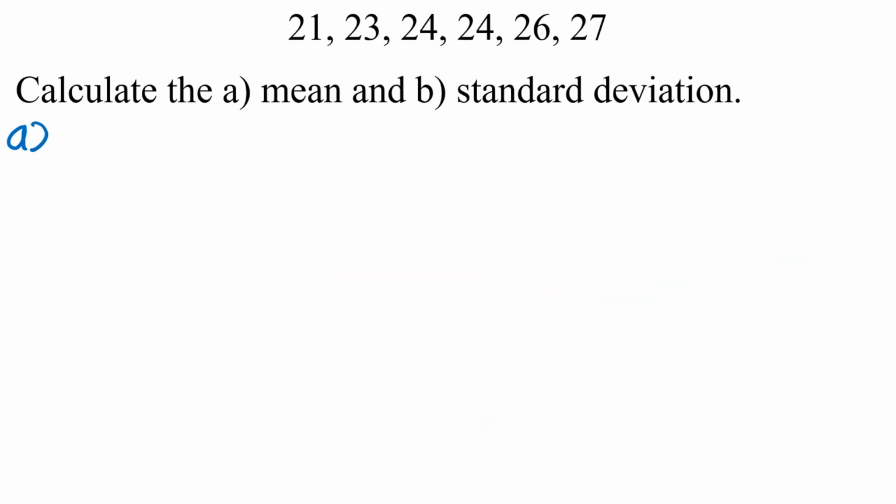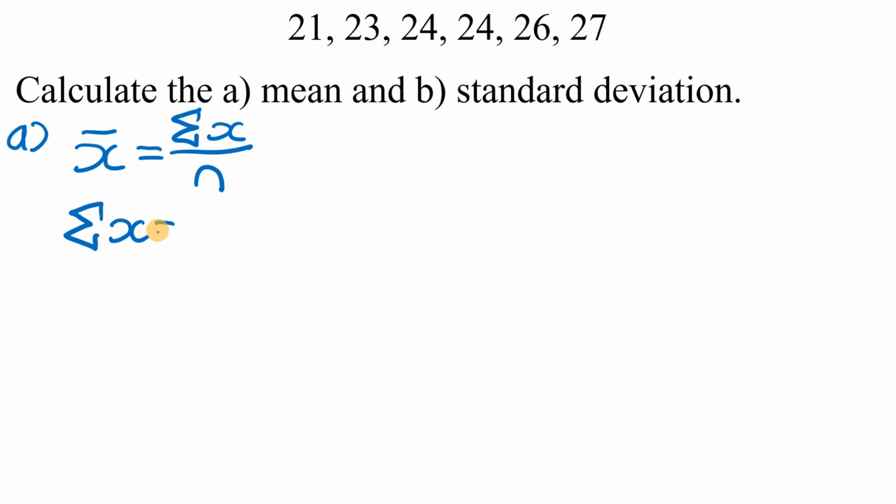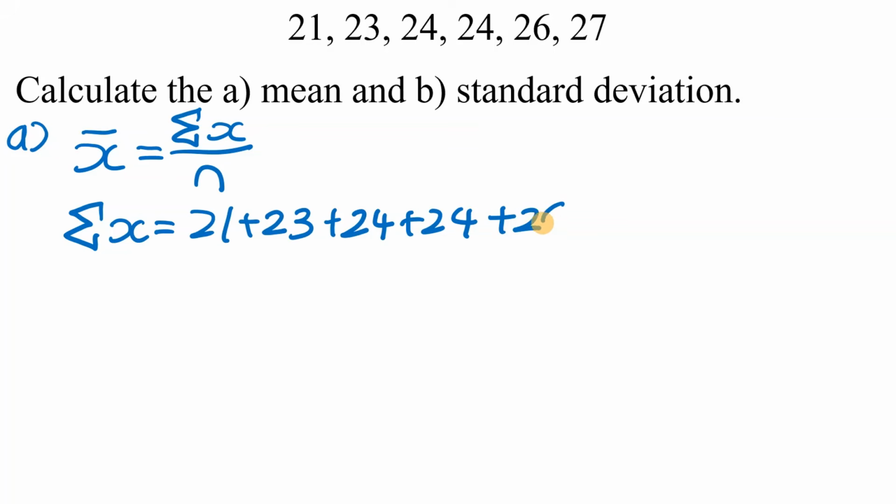Okay, so let's go through an example to show how this works. So we have this list of data here. This is actually the list of data that we talked about at the start of the video. And for part A, we need to calculate the mean. Okay, so remember the mean, which is given this notation here, is equal to the sum of all of the data values divided by the number of data values. Okay, so the sum of all the data values is 21 plus 23 plus 24 plus 24 plus 26 plus 27. And if you put this into your calculator, this is 145.